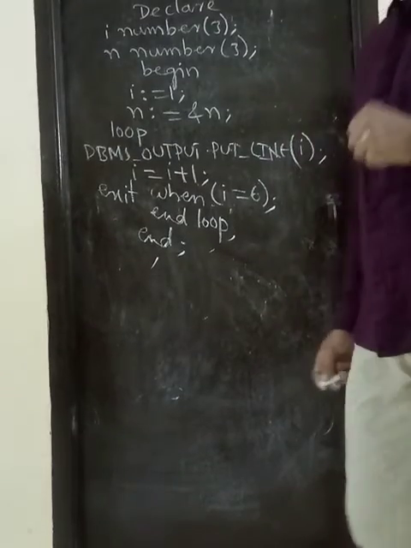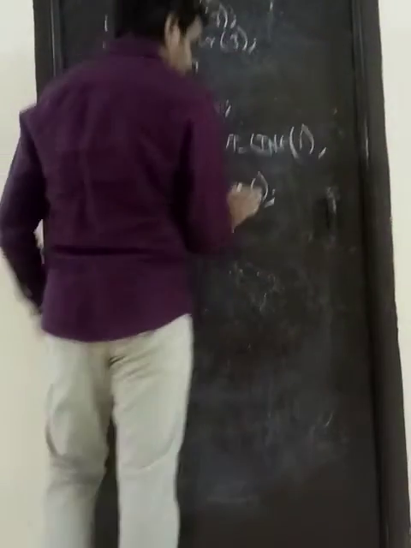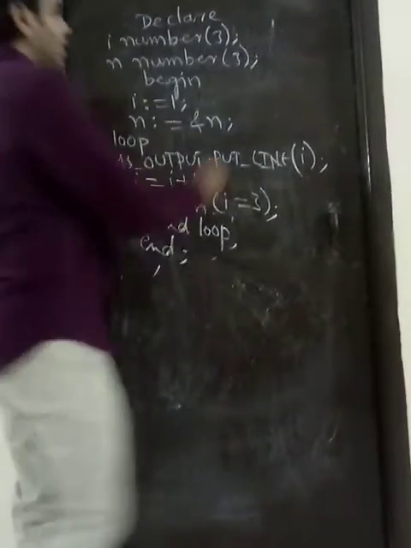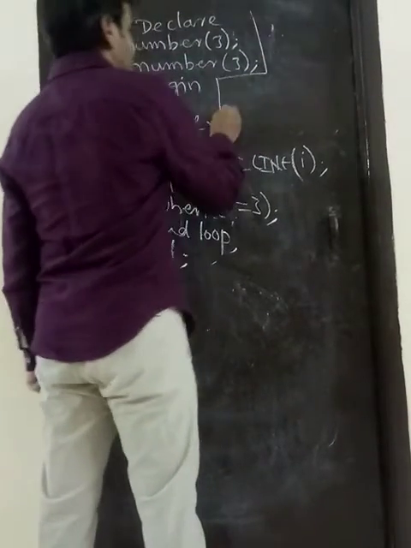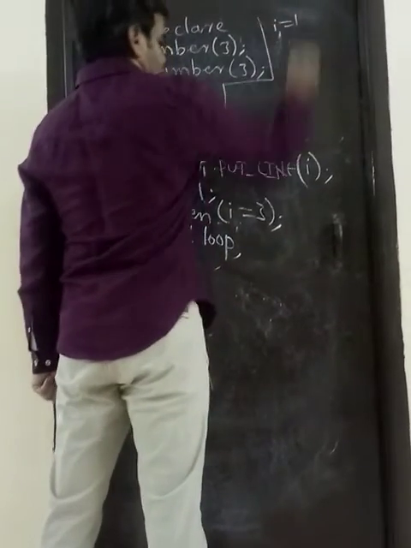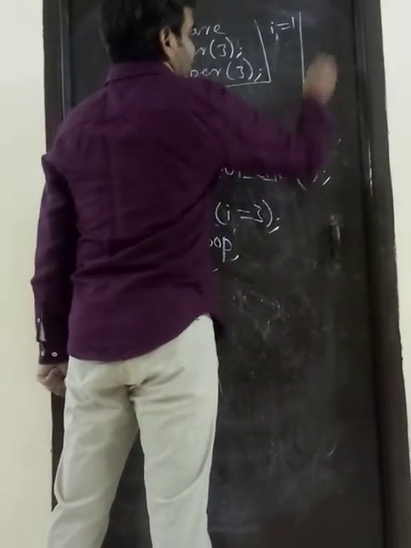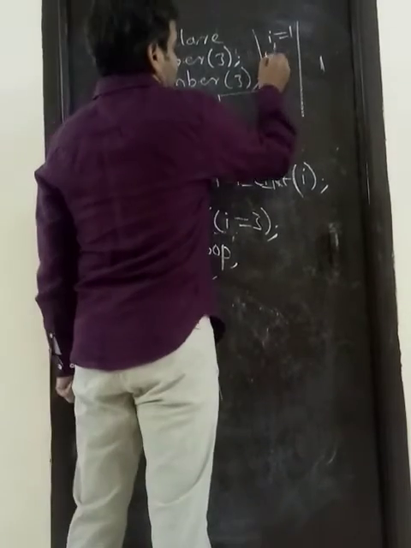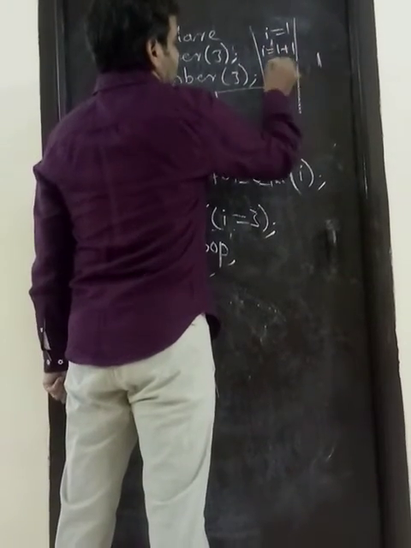Suppose we will see the execution. For understanding purpose I am taking only 3. So how will we see? First I is equal to 1, so it will display I value 1, so it will display 1 as output. Then I is equal to I plus 1. What is I? I is equal to 1 plus 1 is equal to 2.